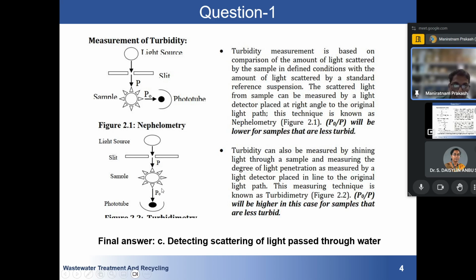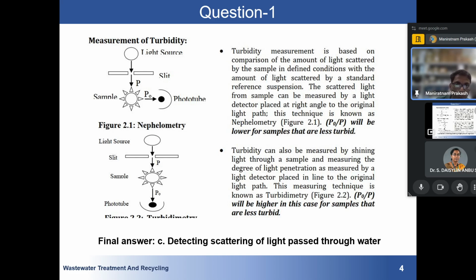Similarly, for the other case, where the photo tube or detector is placed in the path of light, that is known as the turbidity method. The turbidity can be measured by shining a light through a sample and measuring the degree of light penetration, as measured by the light detector placed in line with the original light path. See, both systems will give the measurement of turbidity.